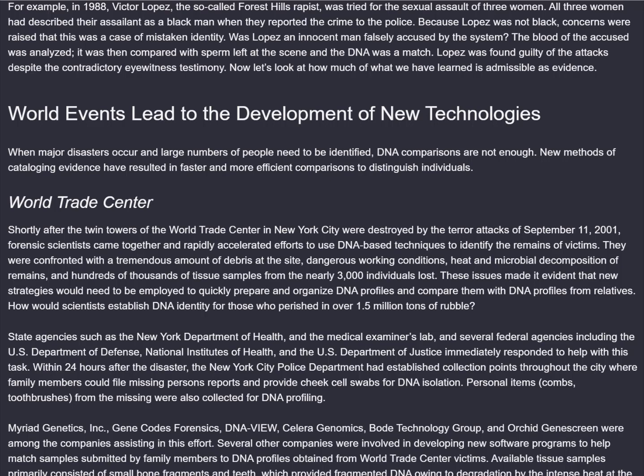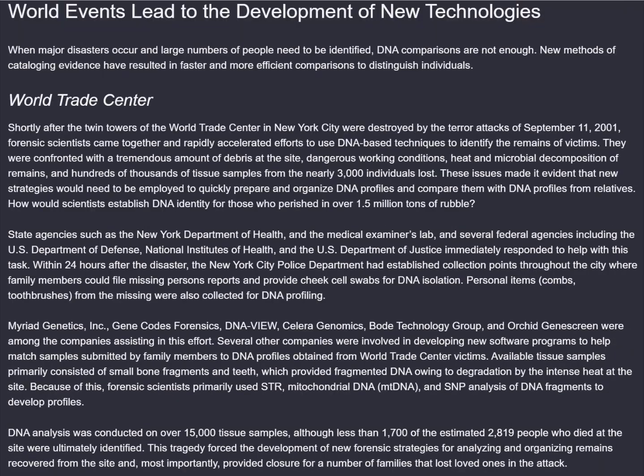The blood of the accused was analyzed, it was then compared with sperm left at the scene and the DNA was a match. Lopez was found guilty of the attacks despite the contradictory eyewitness testimony. Now let's look at how much of what we have learned is admissible as evidence.